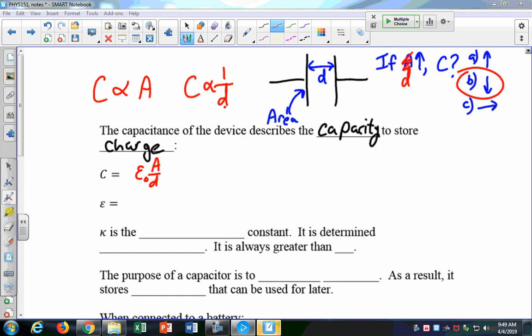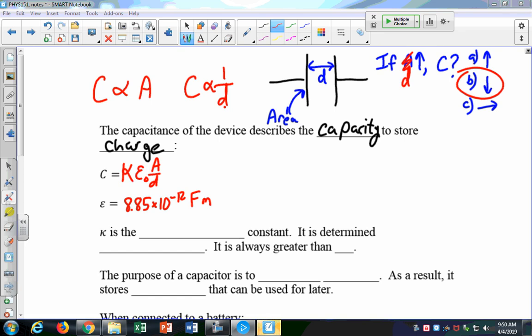It's a very small number. It's like 8.85 times 10 to the minus 12. I'll give it to you. 8.85 times 10 to the minus 12. But you're never going to have to use it on a test or quiz or anything. And it has units of farads per meter.